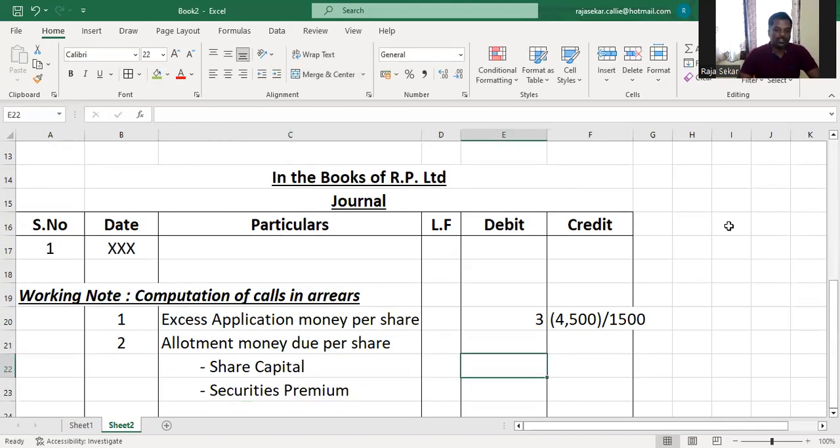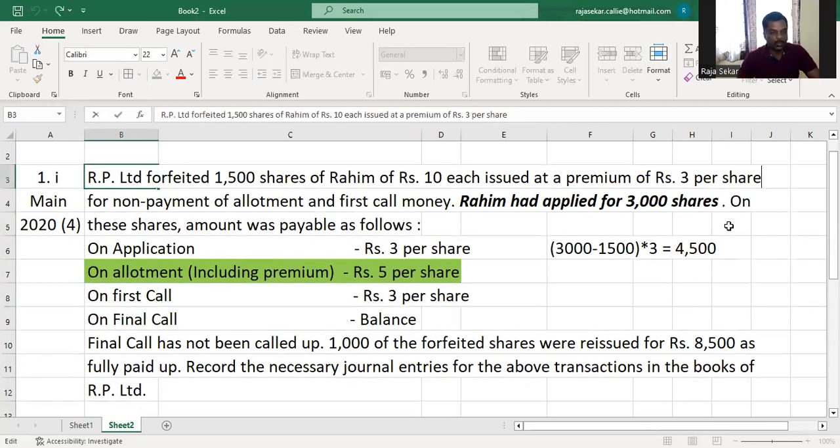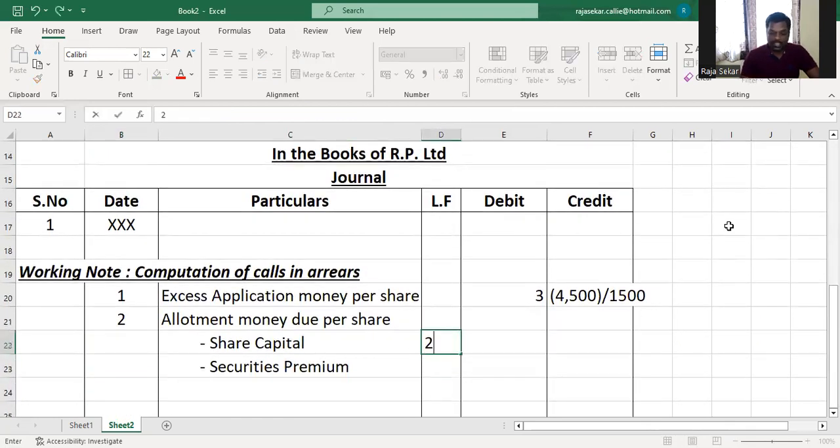Securities premium. You see, 5 rupees in total was receivable on allotment, due on allotment, out of which 3 is premium, as given in the question. Rupees 3 per share is premium, right? So the remaining would be the capital portion. So that remaining is how much? 2 rupees. So capital is 2 and premium is 3.